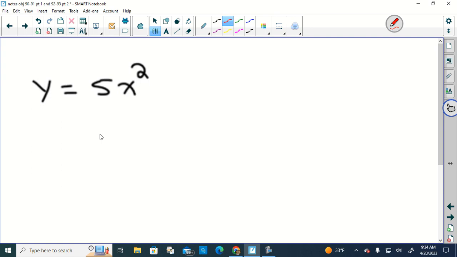So you're going to start with your 0, 0. Okay, so start with your 0, 0, and then show me what it would look like for your over 1 in each direction. All right, so we start at 0, 0, right? Because that's what the x squared would be. But now when I go over 1, I'm not going to go just up 1. I need to multiply that by 5. So I'm going over 1, up 5.